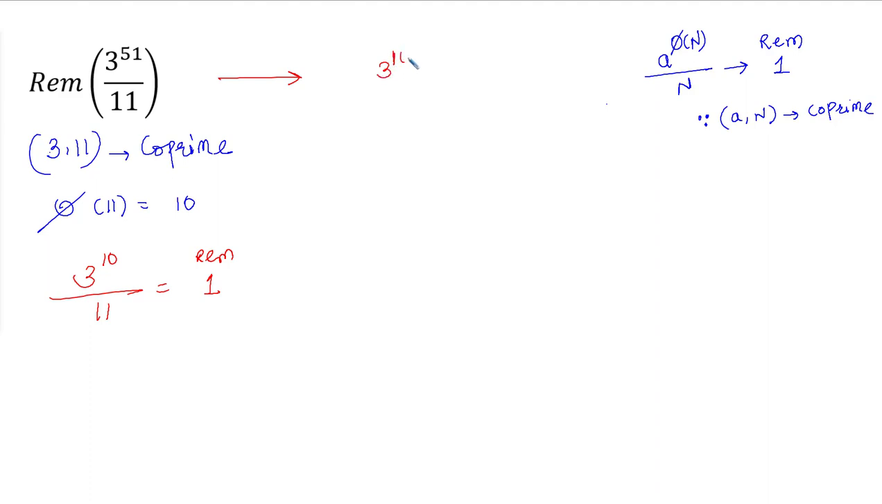3 to the power 10 bracket to the power 5 into 3 to the power 1 divided by 11. Okay, so over here the remainder is going to be 1 into 3, the final remainder is going to be 3. Okay, likewise we can solve this. After this, 23 to the power 157 divided by 79. Again over here 23, 79 is a co-prime pair. Okay, and 79 is a prime number. As 79 is a prime number, okay, Euler of 79 is going to be how much?